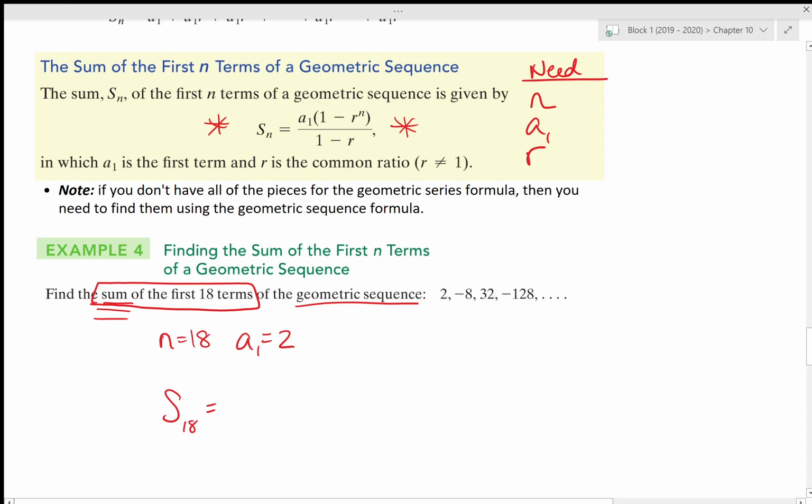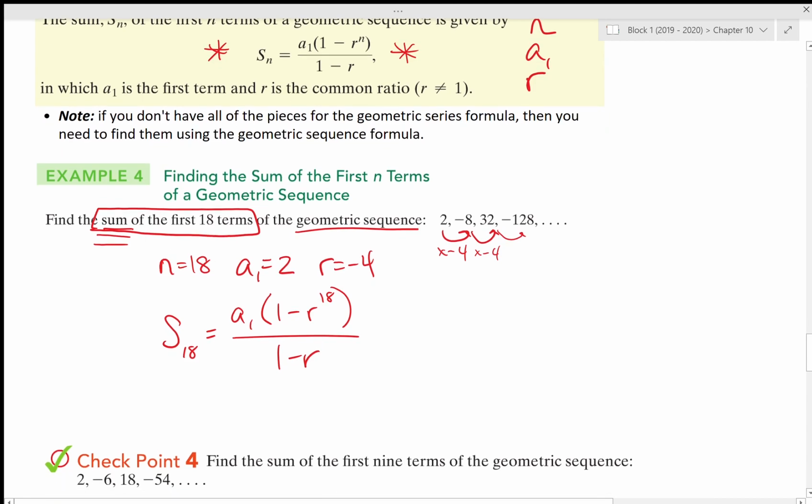And my pattern, if I look to get to negative 8 and then negative 8 to 32, I've got to times by negative 4. So that's my common ratio. So I'm going to take my first term, times it by 1 minus my r to the n power, where n is 18, divided by 1 minus r. Well, my first term is 2. 1 minus my common ratio, which is negative 4. Keep it in parentheses because you're going to have to raise the r to the power before you subtract. 1 minus negative 4. So the minus negative is plus now, remember?